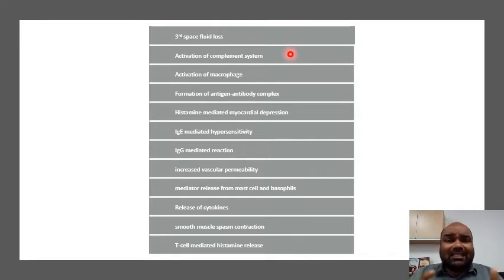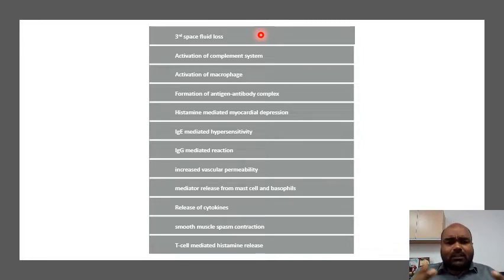And at the same time, there's leaking of fluid, at least 30% of fluid leaking into the third space through the peripheral vessels. So now, let's see the choice of answers. Okay, third space fluid loss is correct. Okay, but it is not the important pathophysiology process. Meaning that from the beginning, what happens to trigger it? Third space fluid loss is a consequence of the pathophysiology.